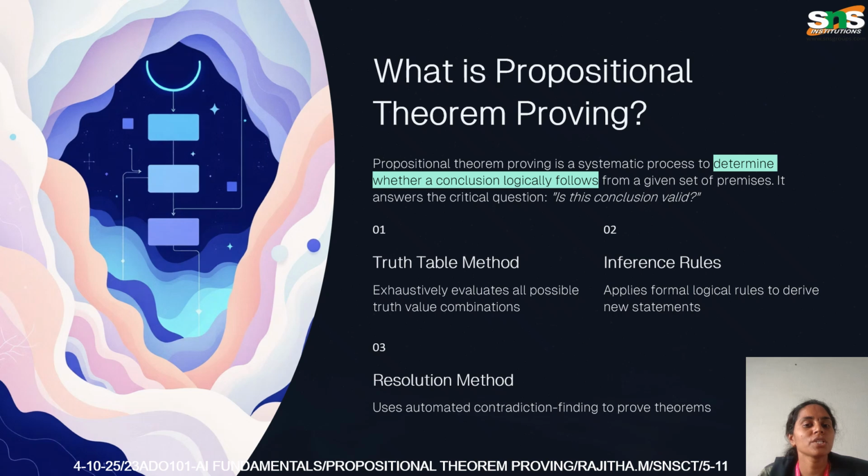we can logically connect the two to make decisions. What is propositional theorem proving? It is about checking if a conclusion is valid based on given facts. There are three main ways to do this. One is the truth table, which checks every possible scenario. Next is inference rules, which build conclusions step by step. And resolution, which finds a contradiction to prove a point. Each method helps computers verify if a statement logically follows from the information provided.